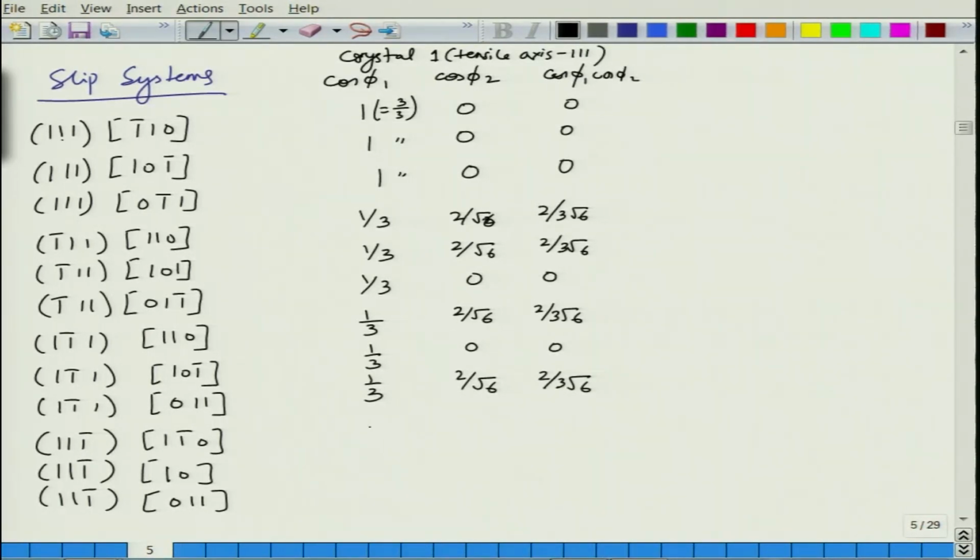Now, work out the fourth group of planes. Here cos phi 1 is 1 by 3, 1 by 3 and 1 by 3, and cos phi 2 will be 0, 2 divided by root 6 and 2 divided by root 6. So, the product will be 0, 2 divided by 3 root 6, and 2 divided by 3 root 6.